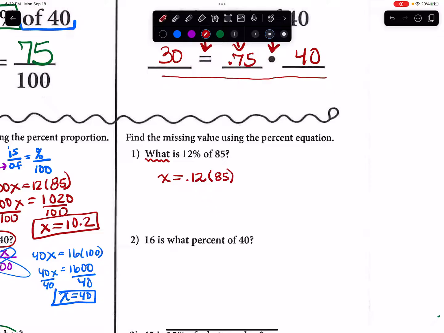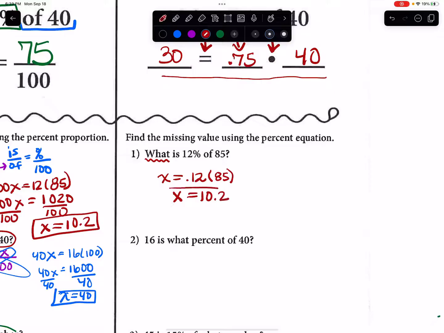I'm not going to use a multiplication symbol anymore because it looks like a variable x, right? I'm not even really going to use the dot because the dot could be confused with a decimal. I really like the parentheses. Look how easy this is. I can put in my calculator 0.12 times 85, and I get the answer 10.2.